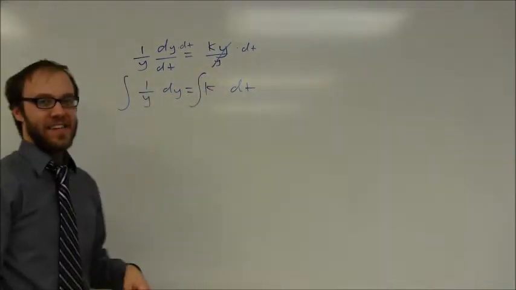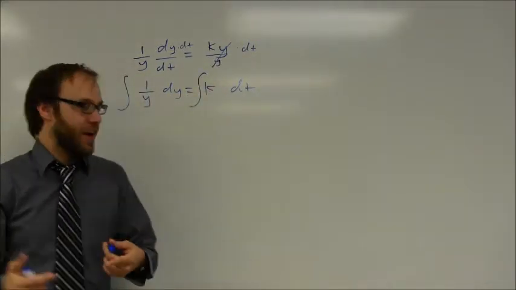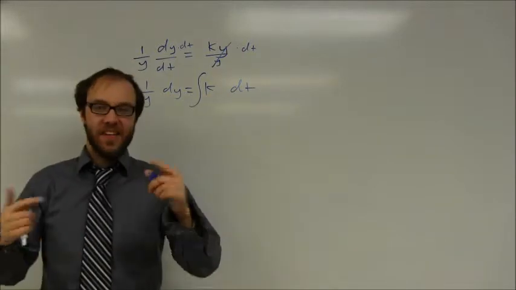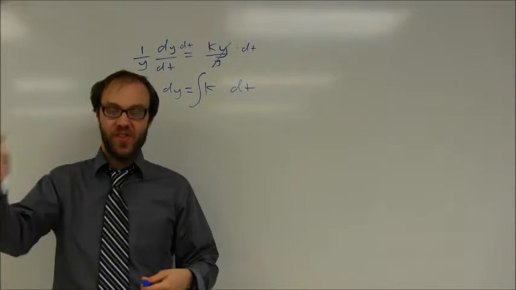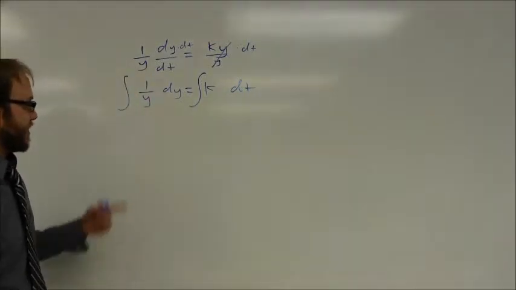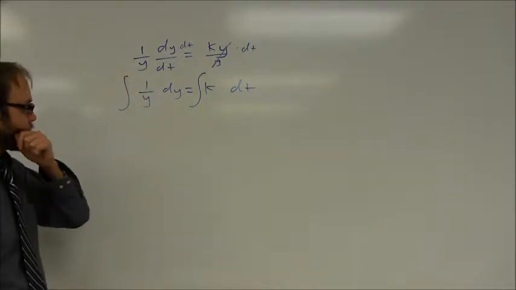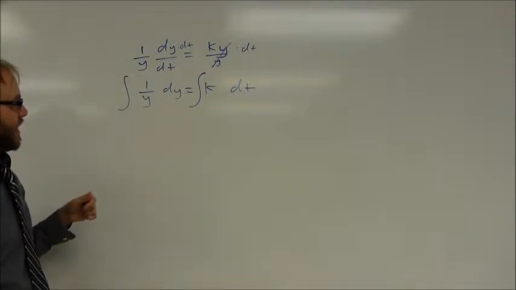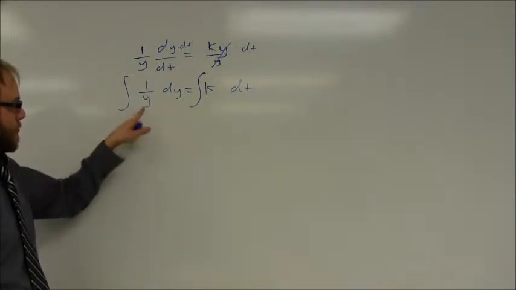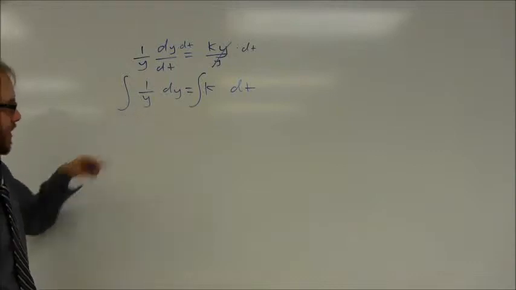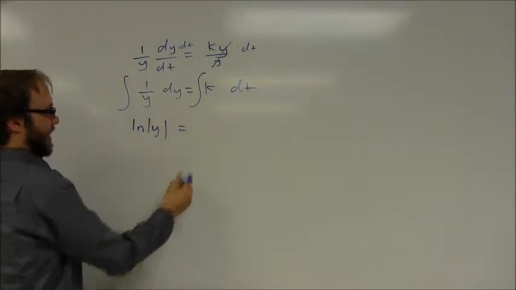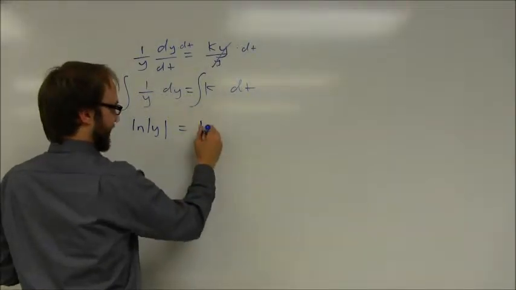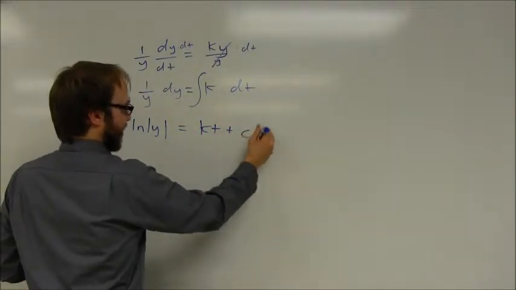And this gets a little bit dicey because the integral of 1 over y, I can't write that as y to the negative 1 power, because when I raise my power by 1, it's going to go to a 0 power. And so as a result, what I'm going to have to do here is write this integral as the natural log of the absolute value of y equals, this is going to be kt plus c on the other side.